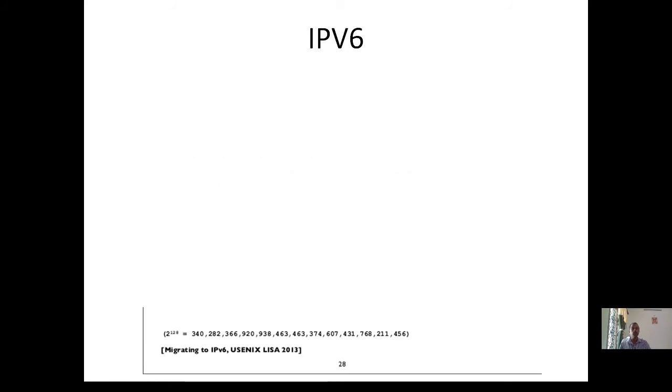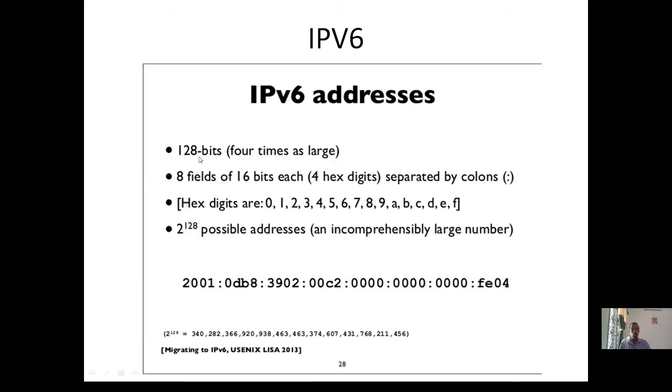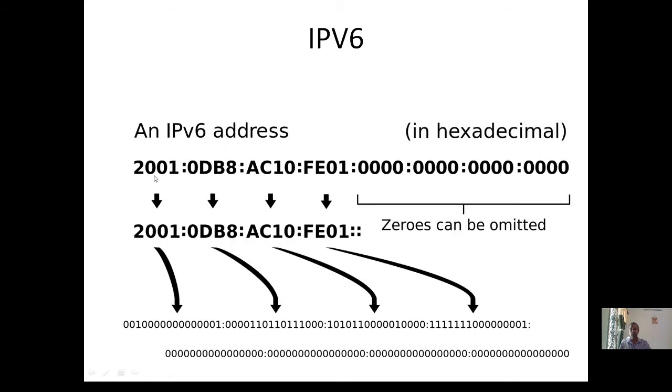IPv6 uses 128 bits. It has 8 fields of 16 bits. For example, 8 fields: 1, 2, 3, 4, 5, 6, 7, 8, 8 fields of 16 bits.